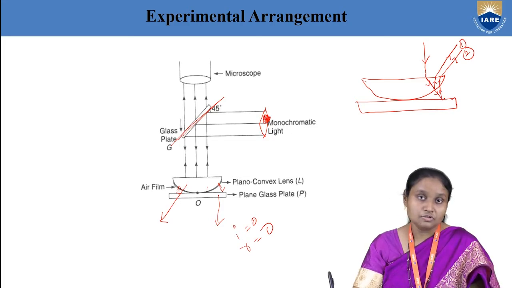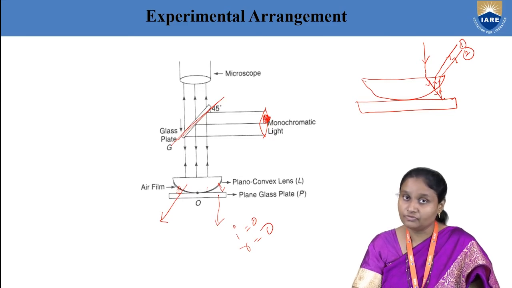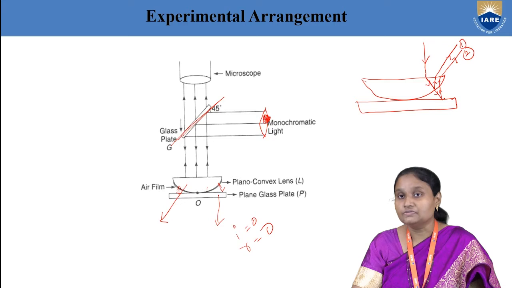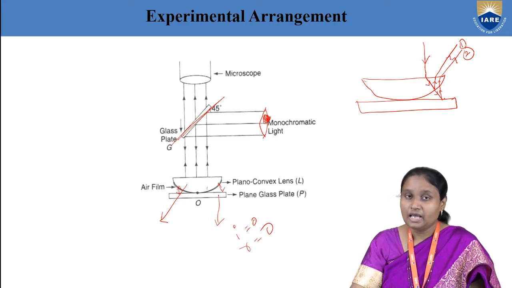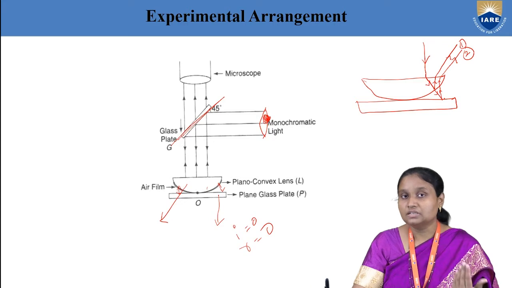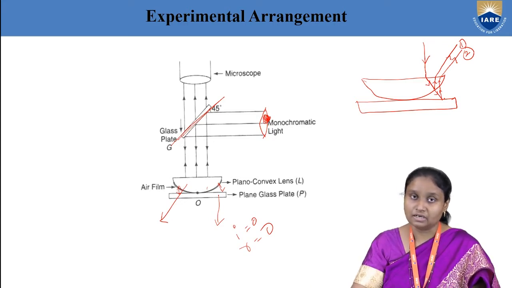So superposition of light waves reflected from the top and bottom surface of the air film, which is of non-uniform thickness and which is formed between the lens and the glass plate, will take place. As a result, interference phenomena will take place. And we know what will happen once interference takes place. Because of constructive interference, we'll get bright fringes. Because of destructive interference, we'll get dark fringes.